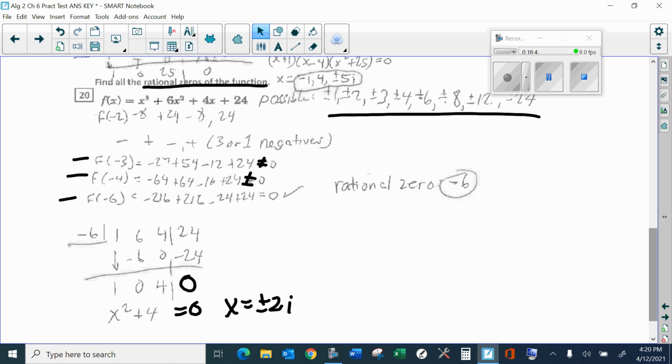Those are imaginary. It only wants the rational ones. So the only rational one was -6. I have 1 plus these 2 for a total of 3. Remember, there's 3 total answers. So the only rational zero there is -6, and that's the last one.